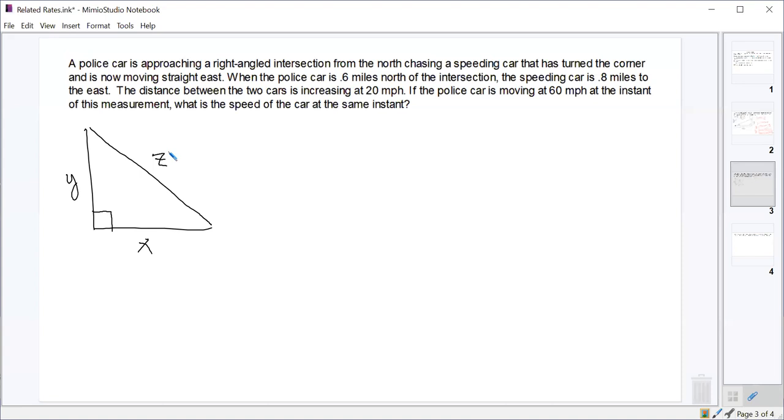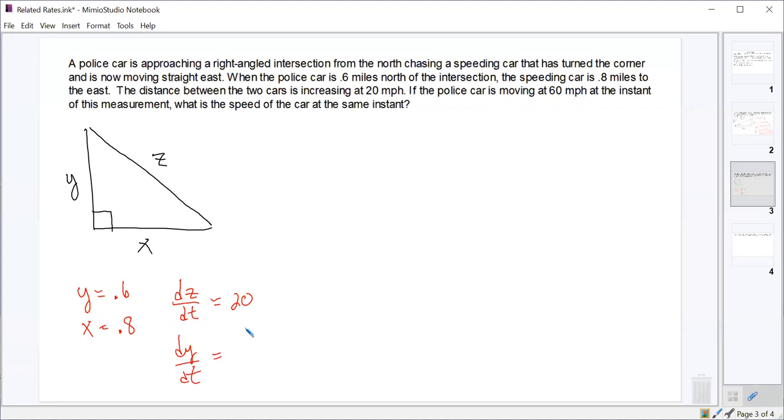Although we can, off to the side, say that Y is equal to 0.6, right? At the moment we're interested in. X is equal to 0.8 at the moment we're interested in. And that the distance between them, which is dz/dt, is increasing. So how is it changing? It's increasing at 20 miles an hour. We also know that the police car is moving. So that'd be a change in y, dy/dt, should be equal to what?